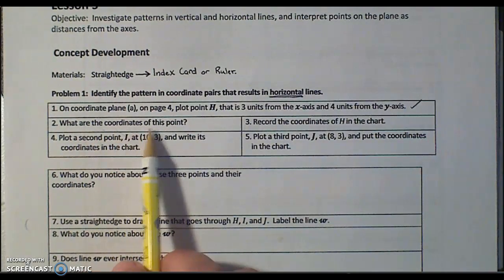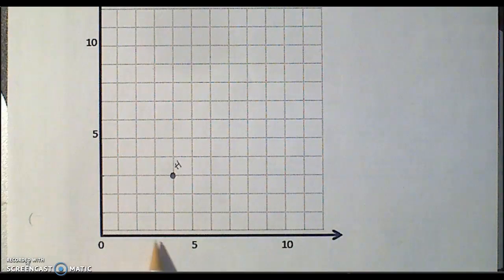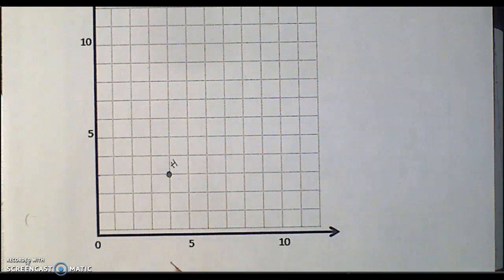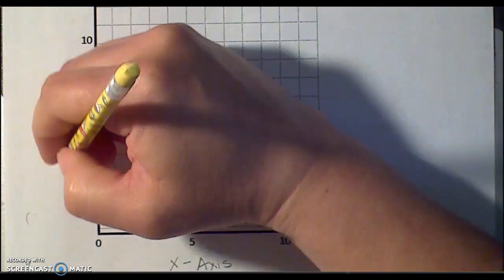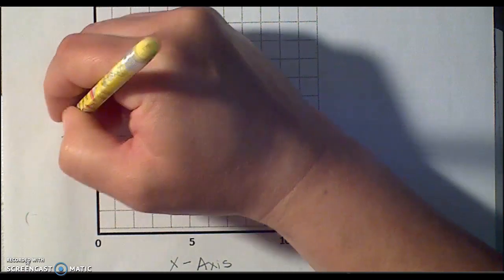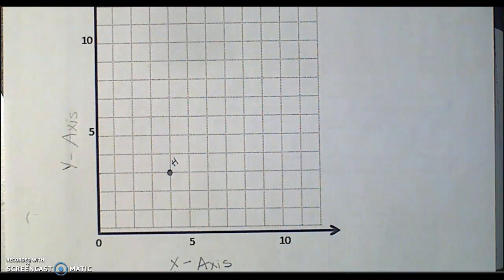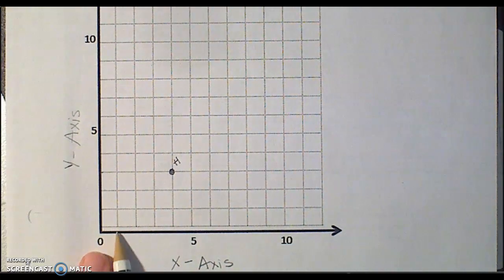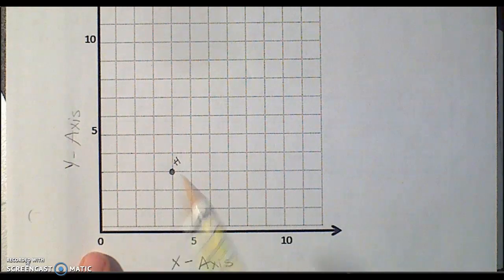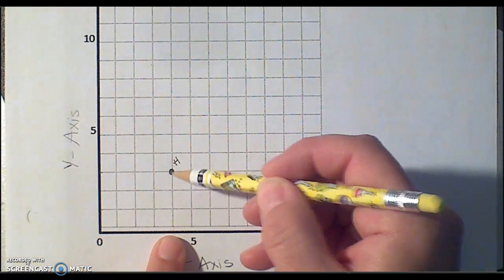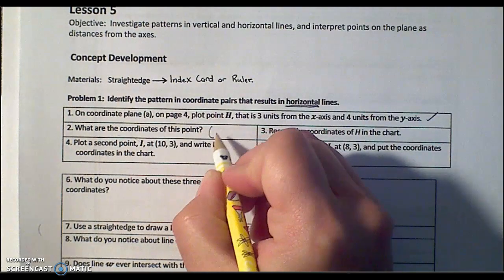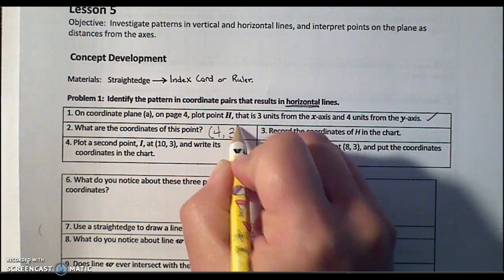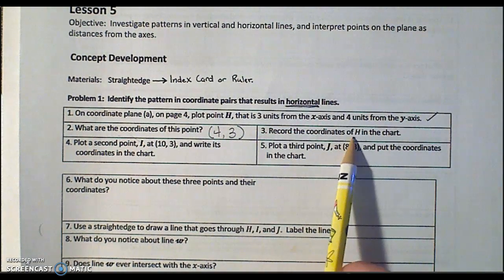It says, what are the coordinates of the point? So here we start on our x-axis. I'm going to label x-axis, y-axis, and we always start with our x-coordinate first when writing our coordinate pair. So we're going over 1, 2, 3, 4, and up 1, 2, 3. So the coordinate pair is 4, 3. Record the coordinates of H in the chart.